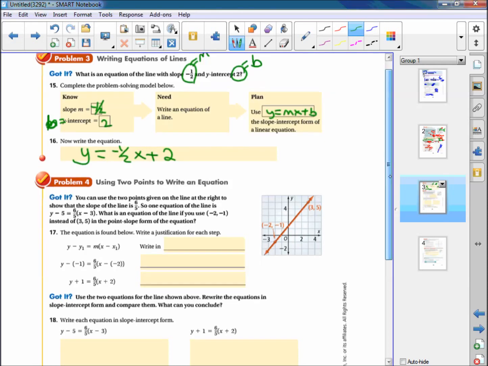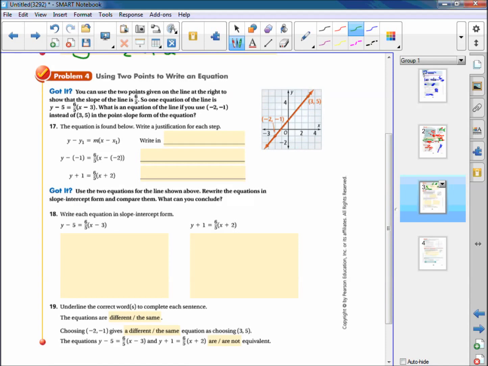Now, what if we were given 2 points, negative 2, negative 1, and 3, 5, and we were asked to find the equation of this line? Now, obviously, this one doesn't cross evenly through the y-axis, so it's very hard to guess what the y-intercept is. There's one way we could do this. We could just find the slope. It says on here, you can use the 2 points to find the slope. So I'm going to do that 2 different ways. I'll go from this point to that point. That's 6 up and 5 over. So my slope could be 6 over 5.